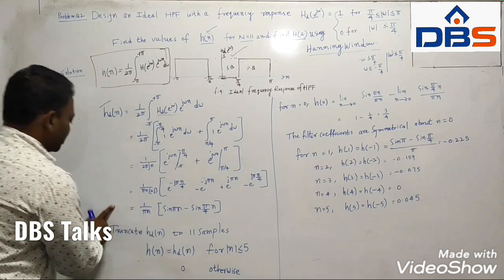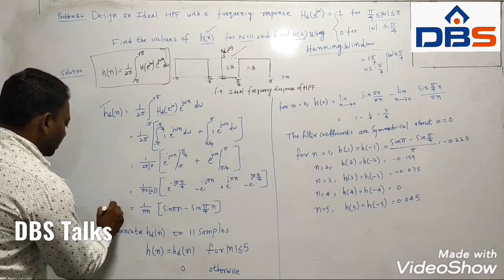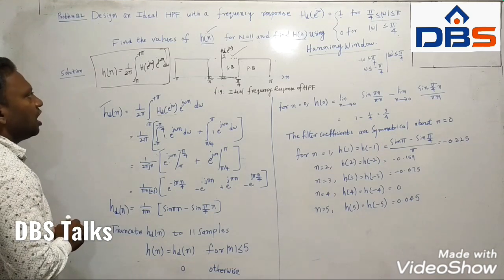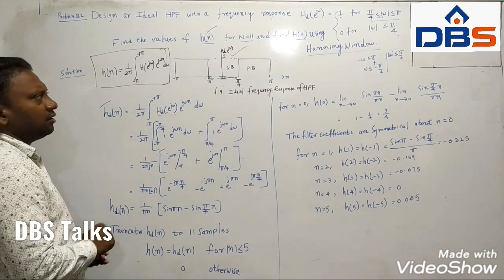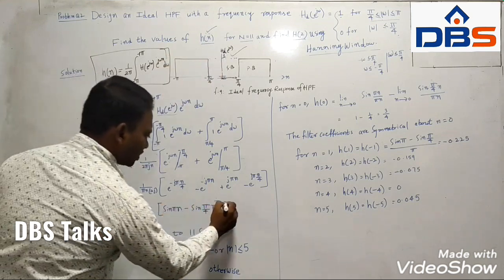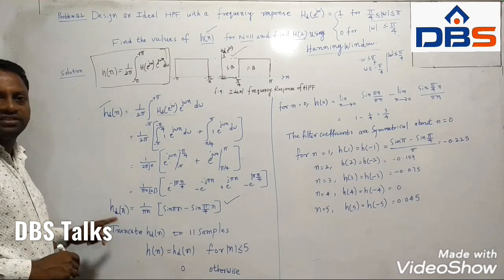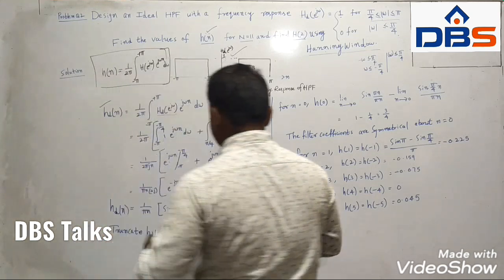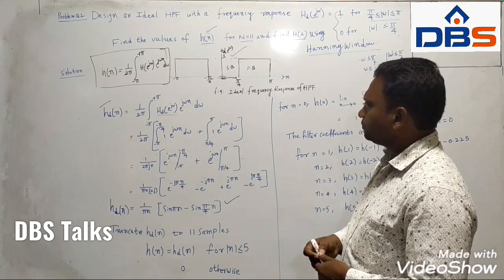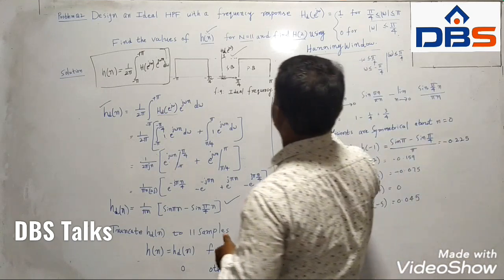Okay, what are the specifications given for you? For the specifications, the frequency response of the filter is given. Like this, you have to find out the desired impulse response. First step is to find the desired frequency response and the desired impulse response. After that you proceed.